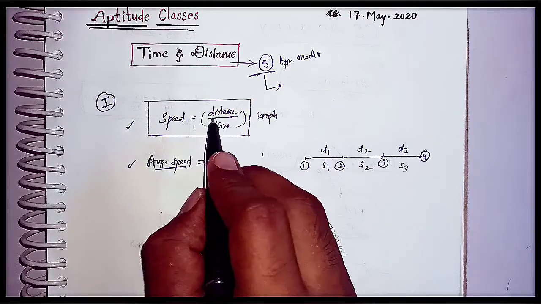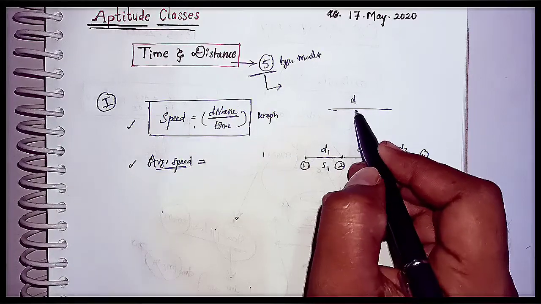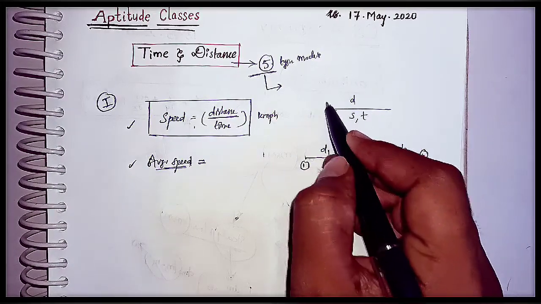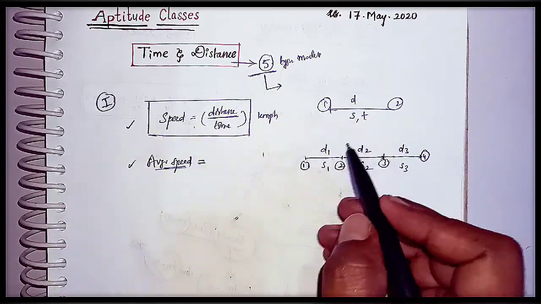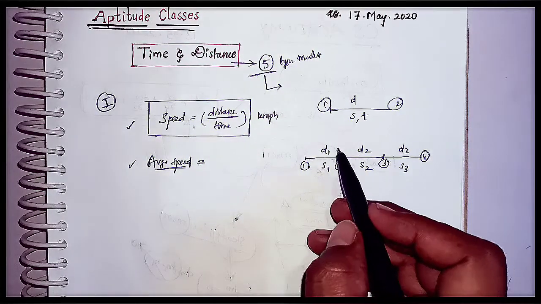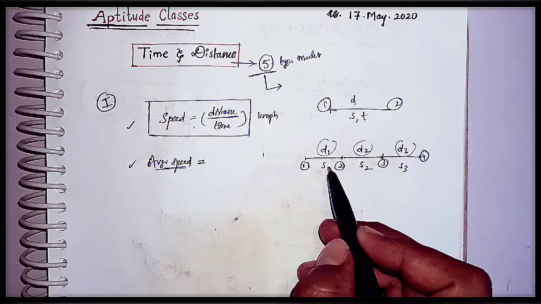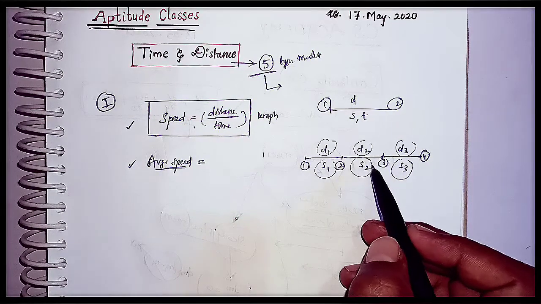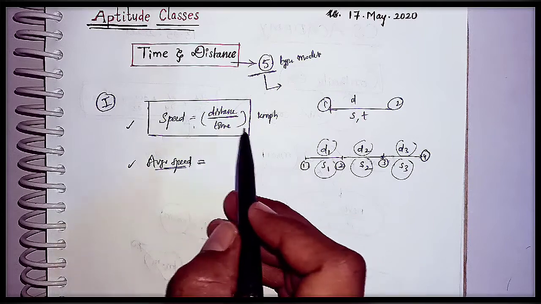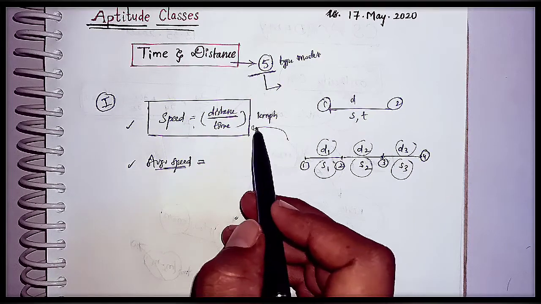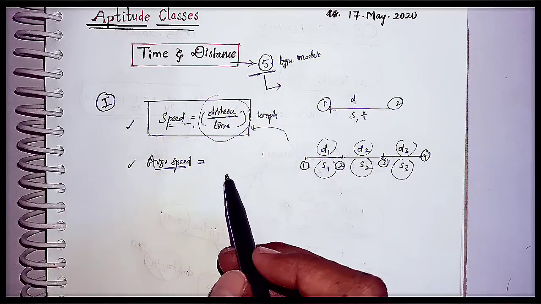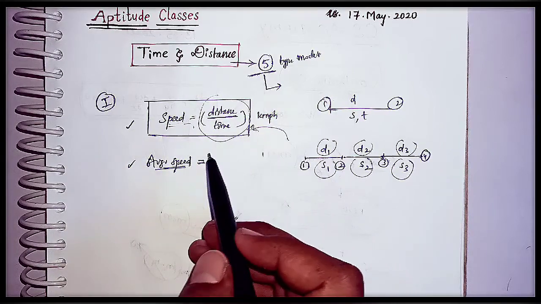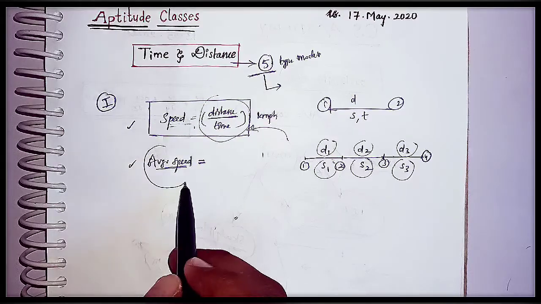Let us consider distance d, speed s and time t. For covering the distance 1 to 2, we would simply take speed equal to distance by time. But here there are different distances and different speeds. Yes or no? How can we get the speed with the help of this formula? We cannot. So to avoid that problem, we are using the technique called average speed.